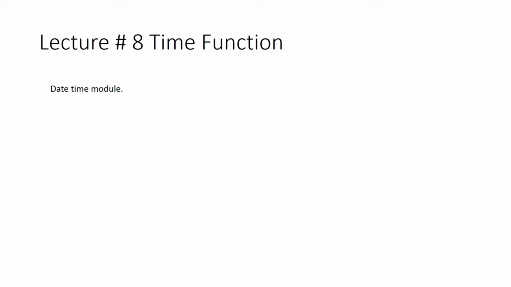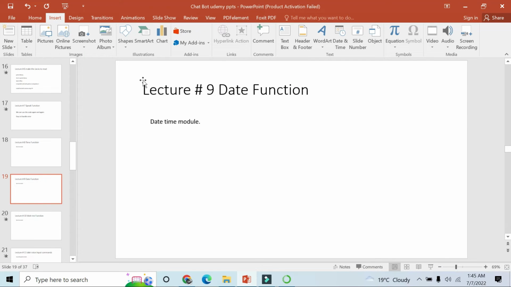Hi students, welcome back. In the previous lecture, we added the functionality in our Jarvis AI assistant to tell us time. Now we are going to add the functionality in our assistant to tell us the date. For that purpose, we are going to use the same datetime module. So let's go back to the Jupyter notebook so we can look at the practical work.